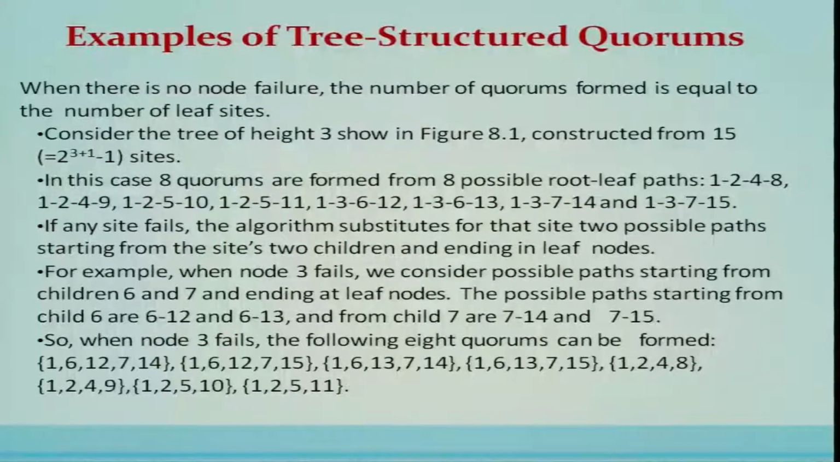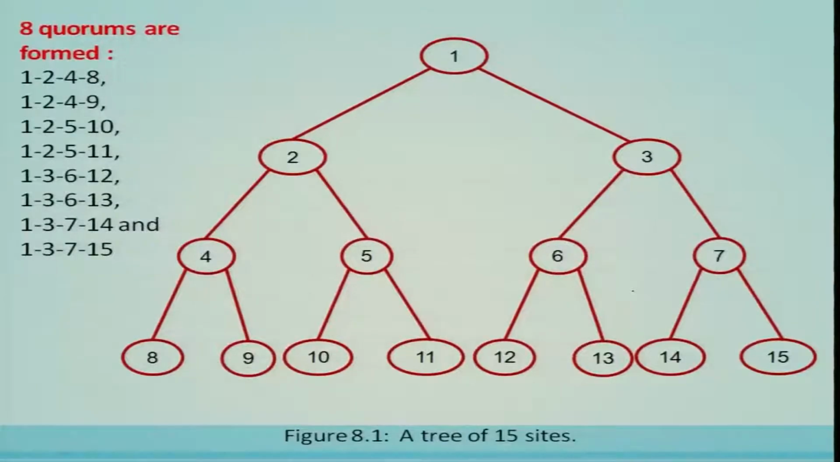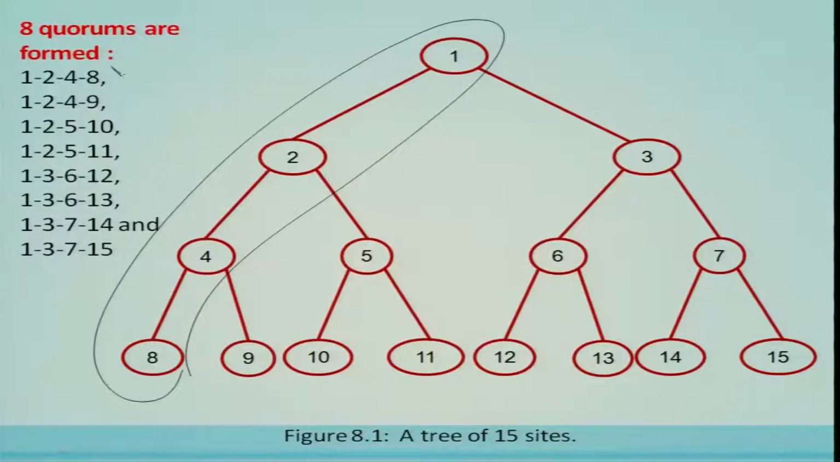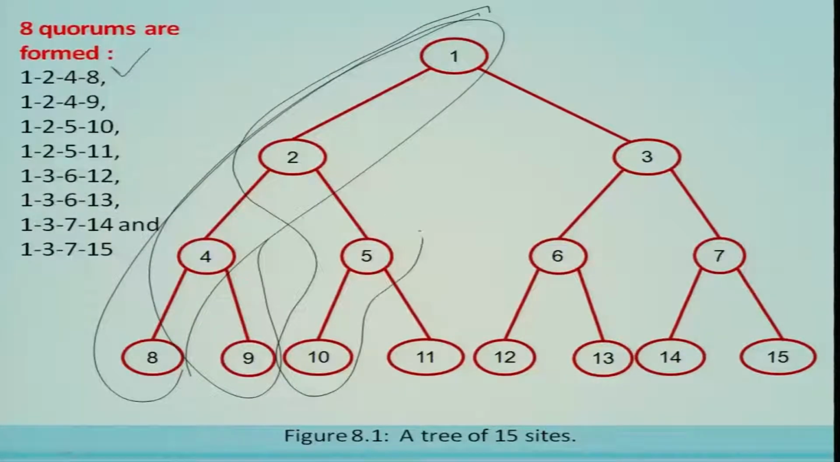Now we are going to see an example of a tree based quorum. Here this is a complete binary tree consisting of 15 sites. Now if we see any path, this path is nothing but a tree quorum. So the first tree quorum will be 1, 2, 4, 8. The second tree quorum will be this one, and the third quorum will be like this, and so on. All these cases are listed, and there are 8 different ways we can find a path from root to the leaf, and they become tree quorums in this example.